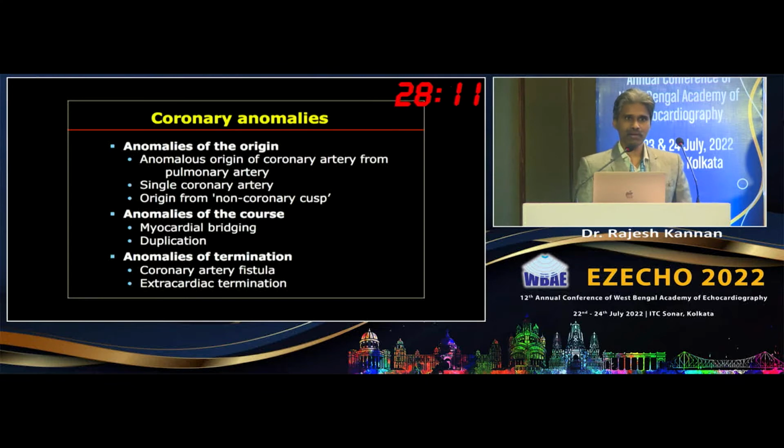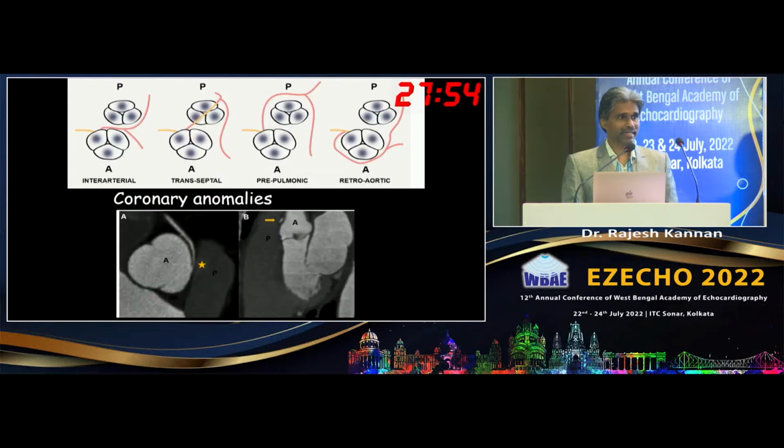Coming to the coronary anomalies, yes, CT is the investigation of choice when you want to look at the exact course of the coronary arteries. When we are looking at coronary anomalies, it can be due to anomalies of the origin, anomalies of the course, or anomalies of the termination. And here we can differentiate between a malignant course, which is running between the pulmonary artery and the aorta, versus the benign courses.